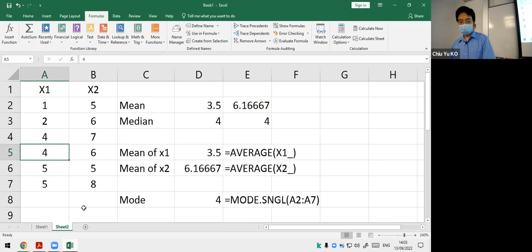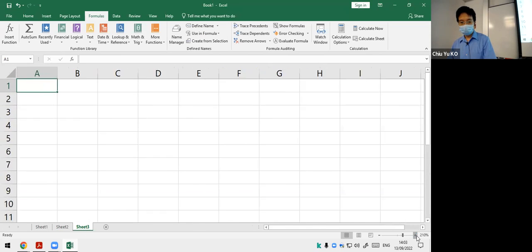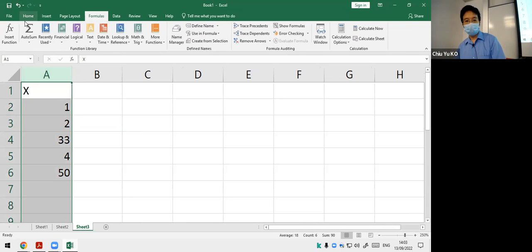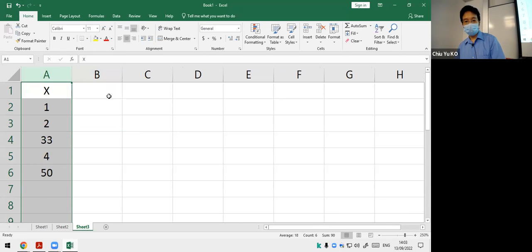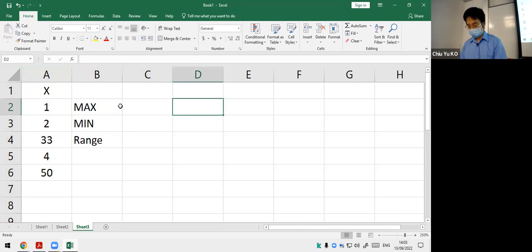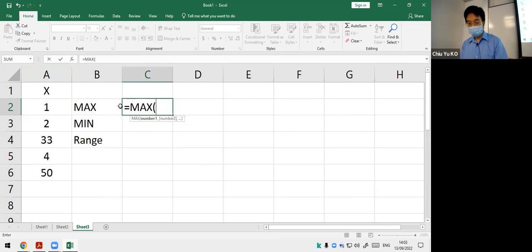So maybe I get another sheet. X is what value? Maybe 1, 2, 3, 50. I don't know. Doesn't matter. Just a name here. Now we need to do the max and the min, right? The difference will be the range, right? The max will be just equal to maximum, and you just choose the data set, right? The max.